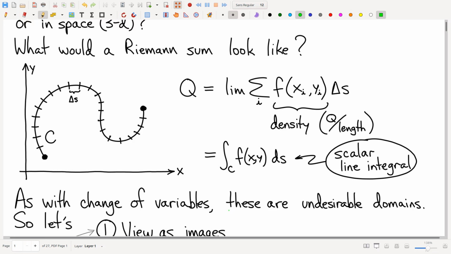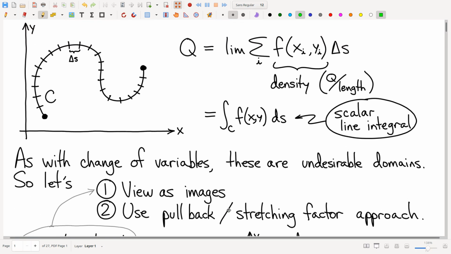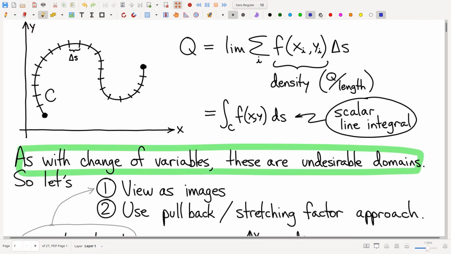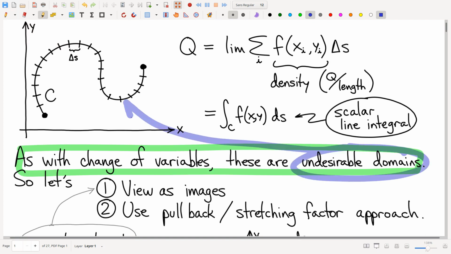Okay. All right. So I'm going to say that these are undesirable domains. And what I mean by an undesirable domain should hopefully be obvious. I don't know what to do with it. That's undesirable. Right? I want to point out this is not the first time we've seen undesirable domains that we're unhappy about.